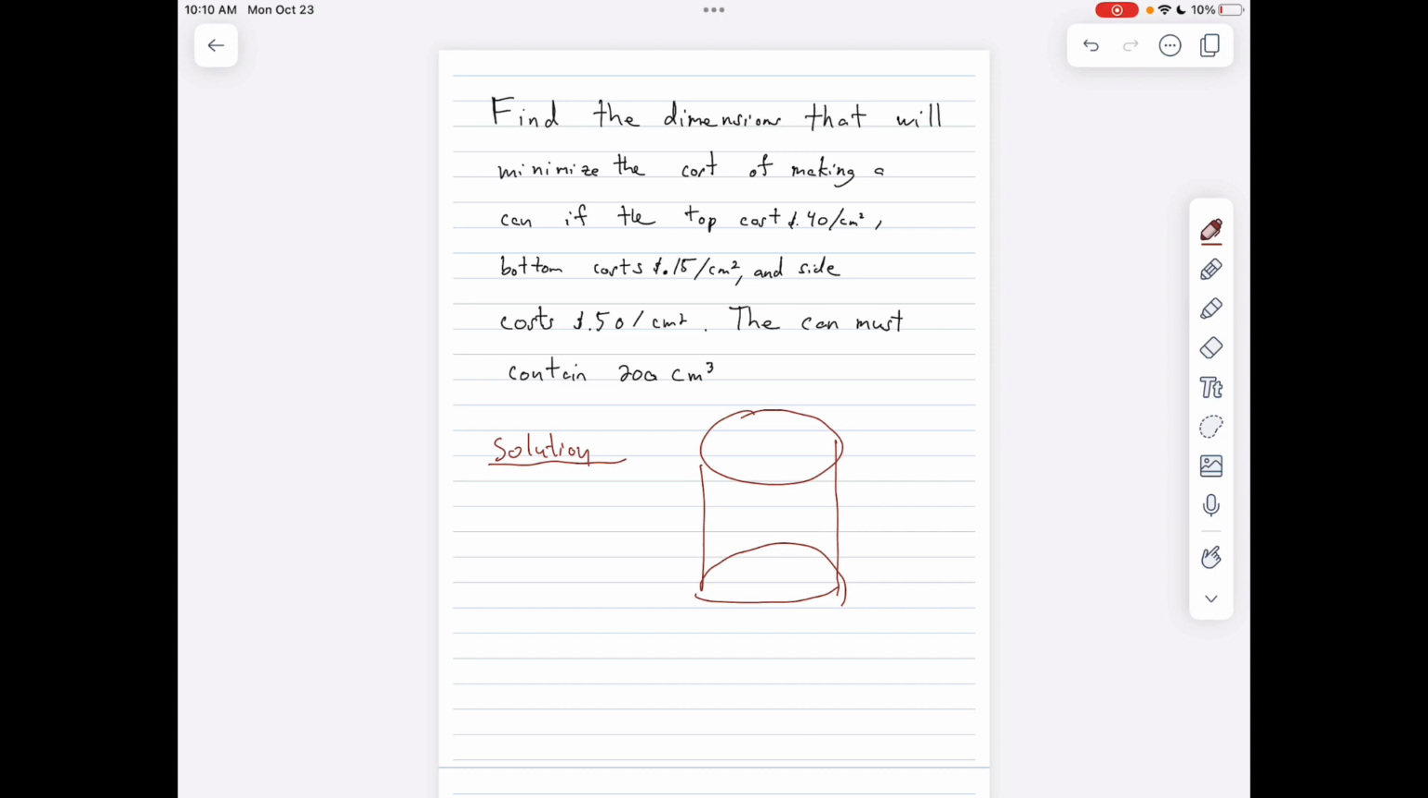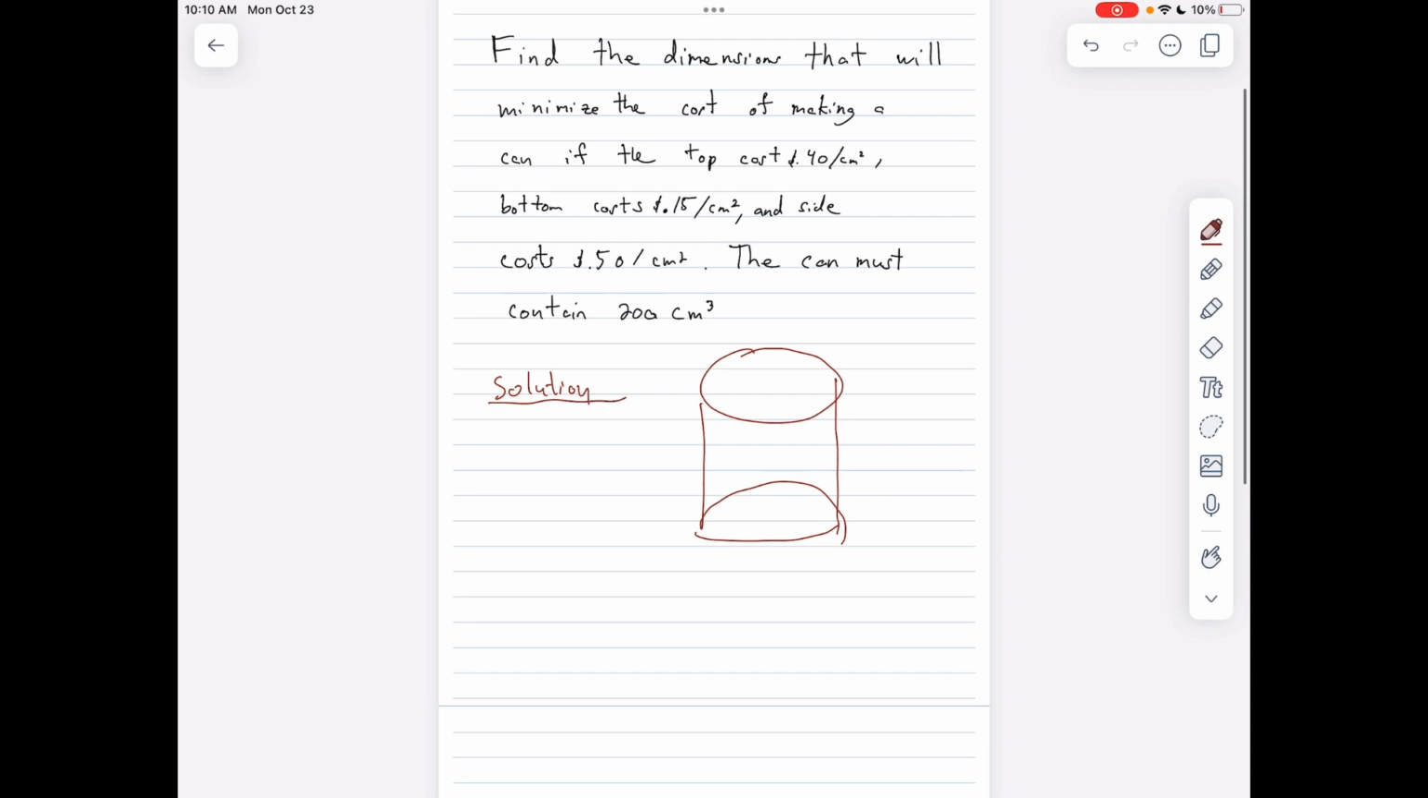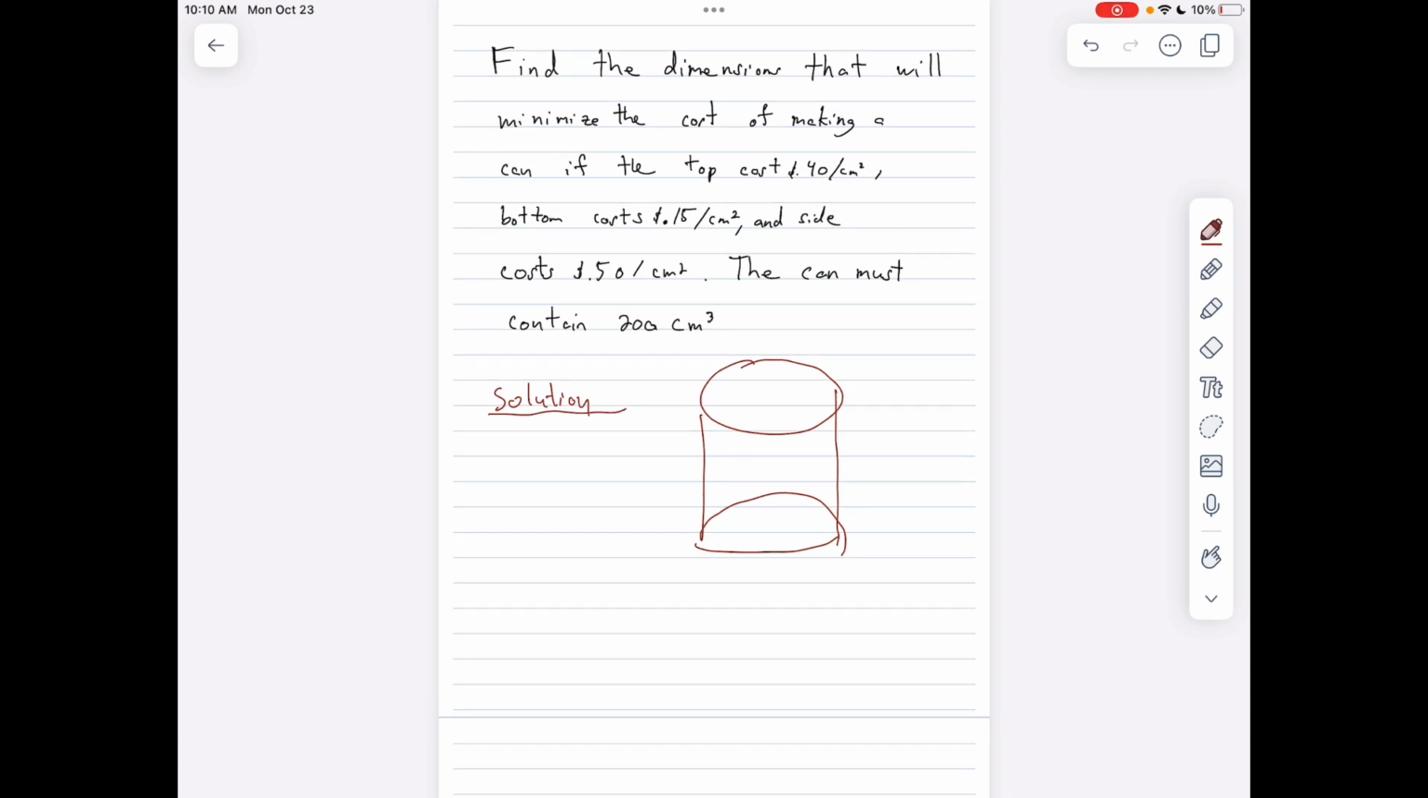First thing I like to do when I'm working with these problems is try to visualize the problem, so I draw something out. In this case, it's that can, not much, but there we go. The next thing I like to do is write an equation that describes what I'm looking for. So I'm looking for the cost of making the can. In this case, the cost is going to be the cost of the top plus the cost of the bottom plus the cost of the side.